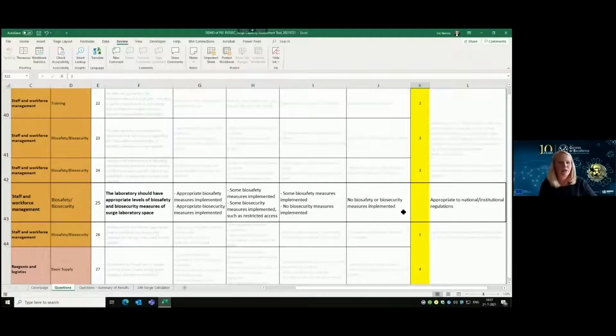So let's do this question all together again. If John can launch the poll, yes, thank you. It says, does your laboratory have appropriate levels of biosafety and biosecurity measures for search laboratory space? Is that for a score of 4, appropriate biosafety and biosecurity measures are implemented? Is that score of 3, some biosafety and biosecurity measures are implemented, for example, restricted access? Score of 2, some biosafety measures, but no biosecurity measures are implemented, or a score of 1, no biosafety and biosecurity measures are implemented. And again, it's possible to choose one answer.